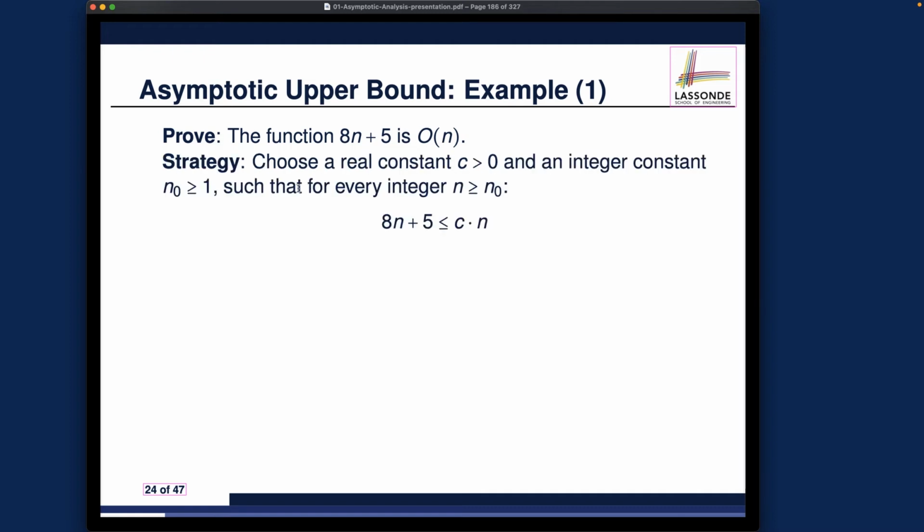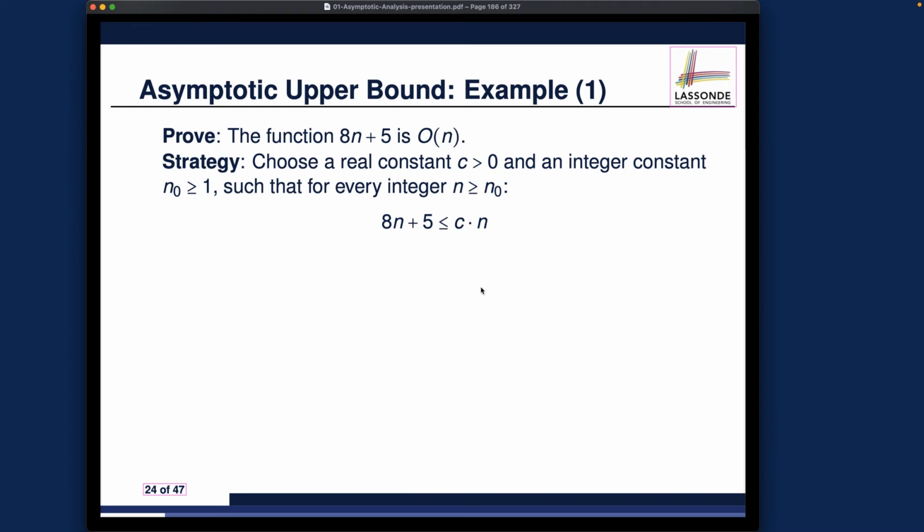The strategy will be you have to choose the real constant c larger than 0. So this will be the multiplicative constant, eventually. And you can think about this as the g of n, and this as the f of n, corresponding to our definition. And then you want to find out what n0 is. Once you find n0, you want to say starting from n0, it is the case that 8n plus 5 is upper bounded by c times n, exactly what we said before.